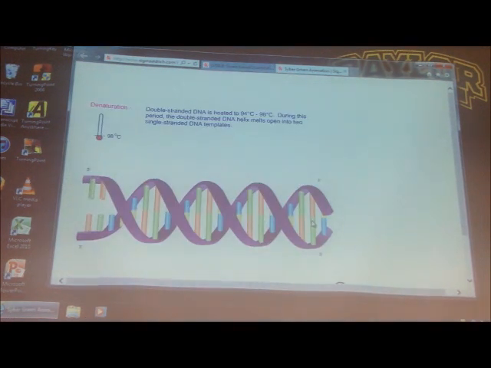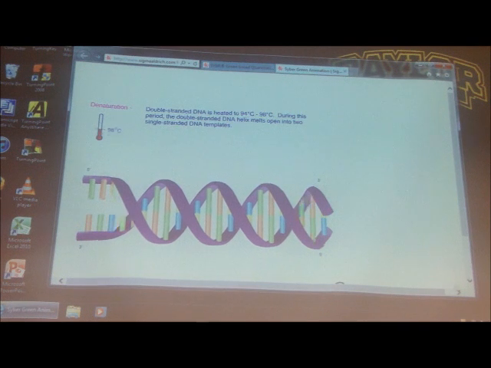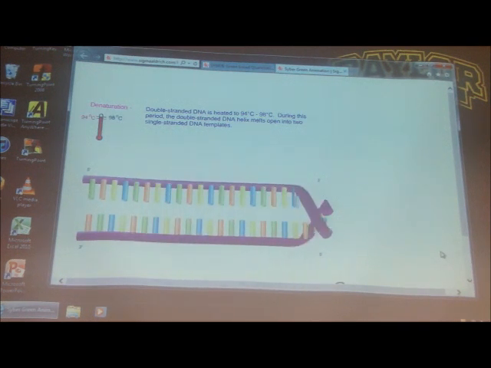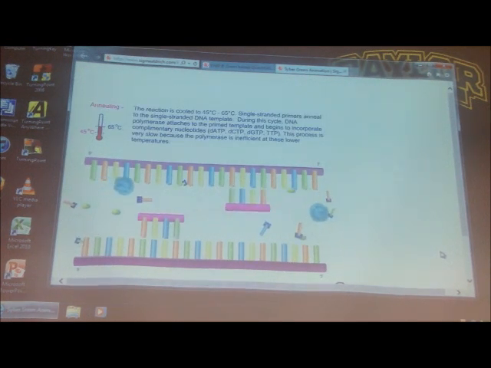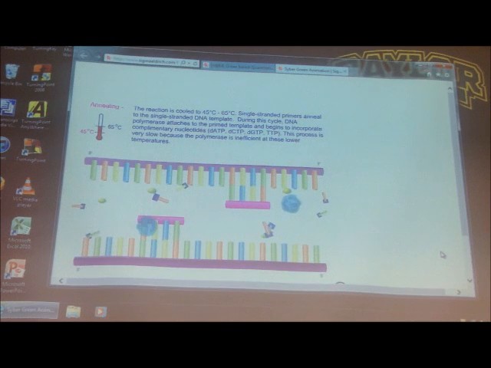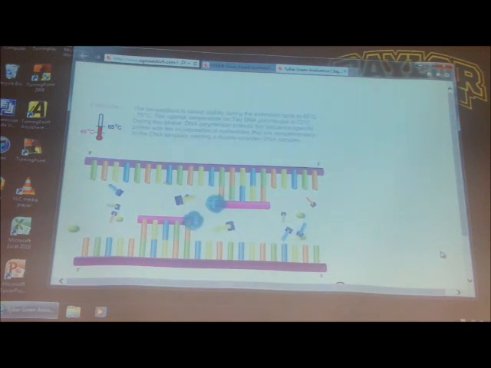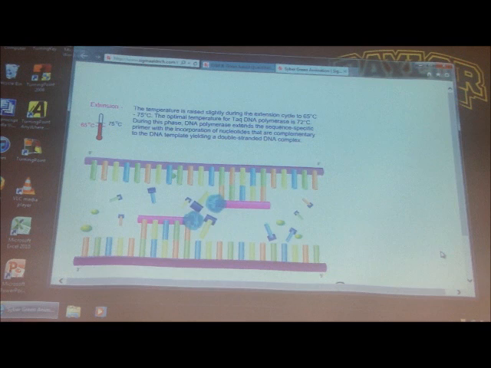If you use SYBR Green, then you can go ahead and denature it as you would for PCR. And then you add your primers, and you add the Taq. And then, this is annealing, and then you bring it up in the temperature, and we do the normal PCR.